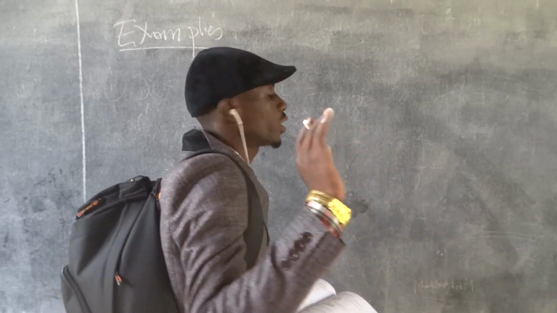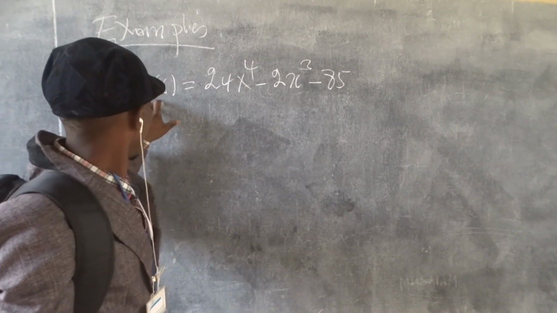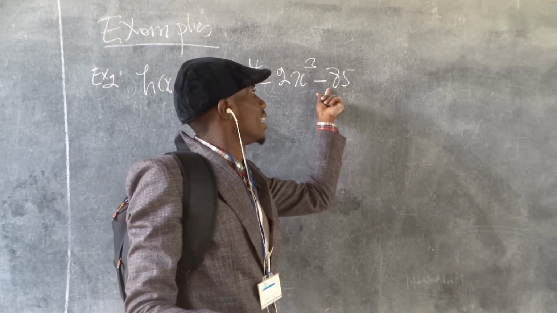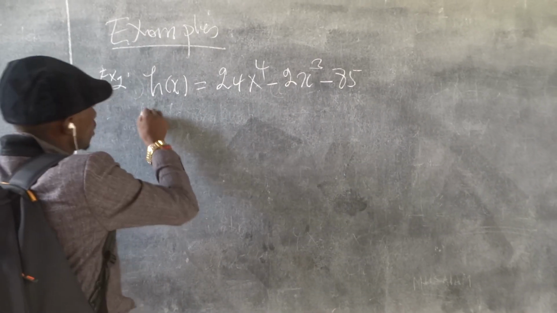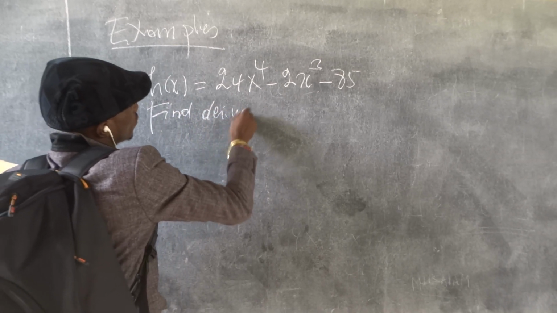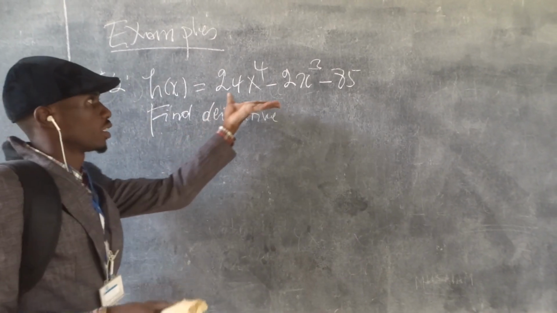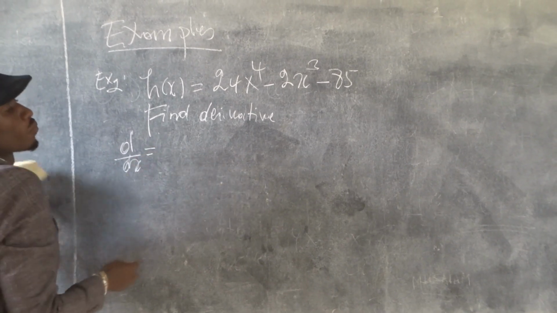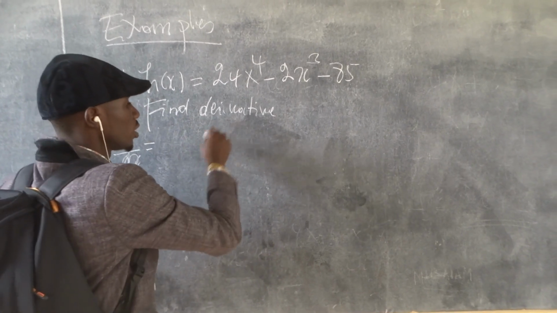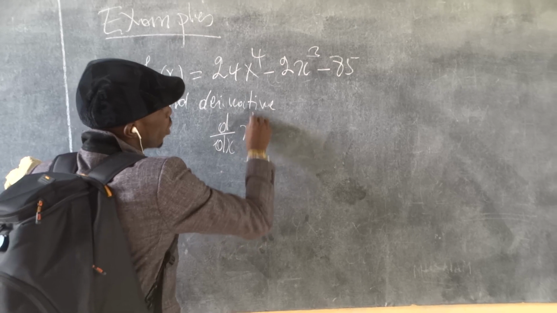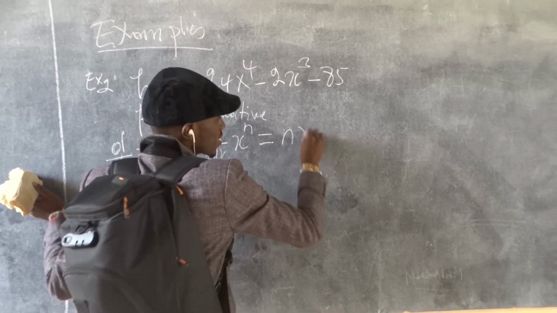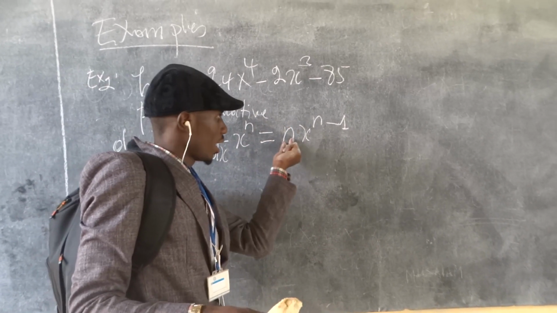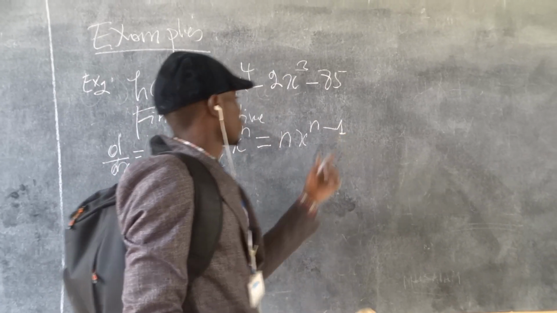Example number 2. For the derivative of a power, a function h of x is equal to 24 times x power 4 minus 2x cubed minus 85. So here we have to find the derivative of this function. The derivative of h of x, d over dx, remember the rule: d over dx of x power n is equal to n times x power n minus 1. So the solution of this.